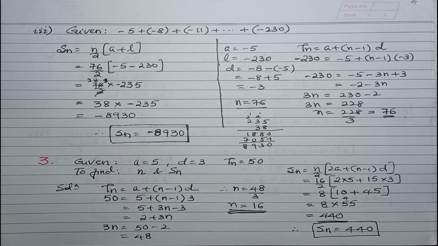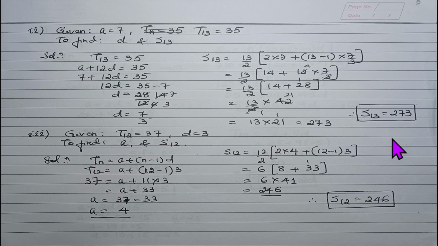Remember that. Now coming to the next example, we have been given here a as 7 and 13th term is 35. We have to find d and also S13.